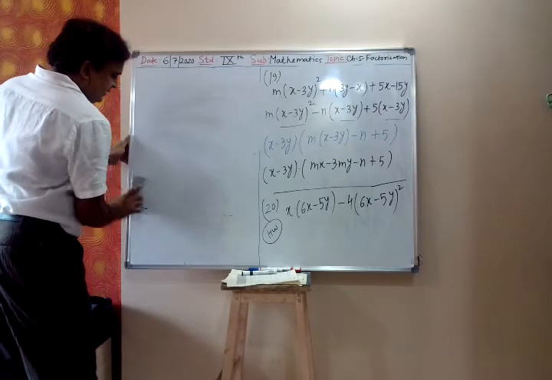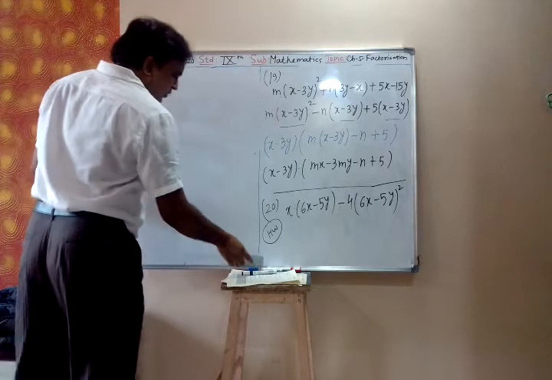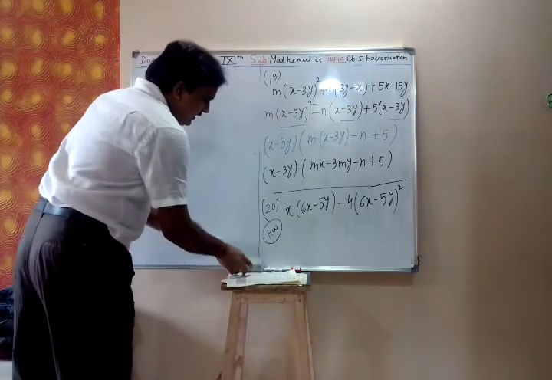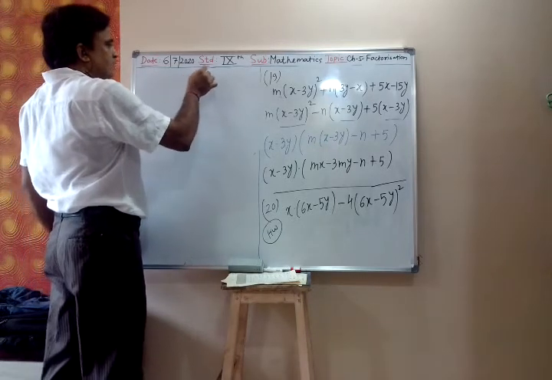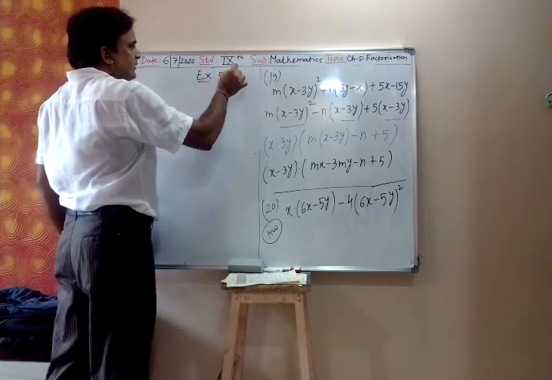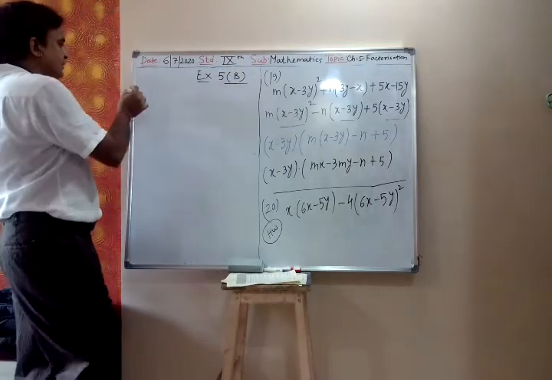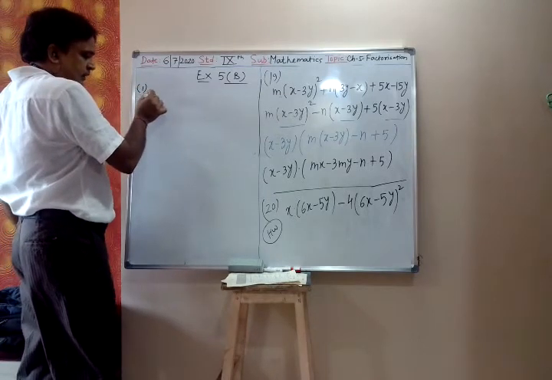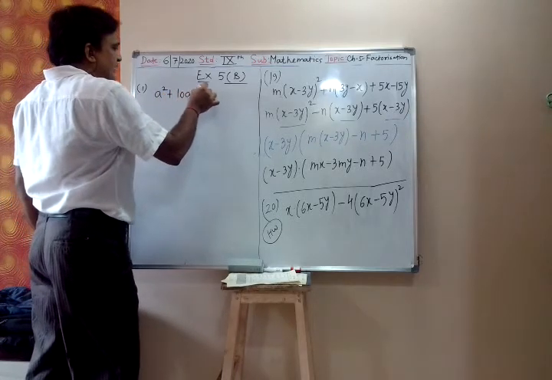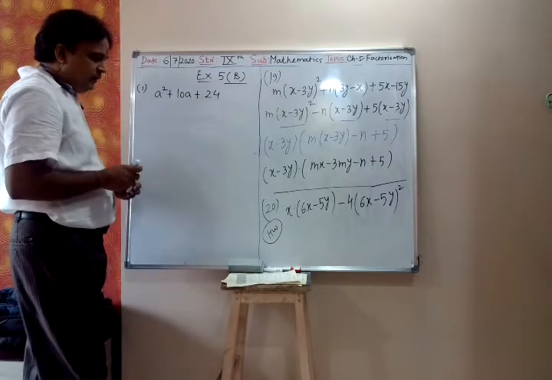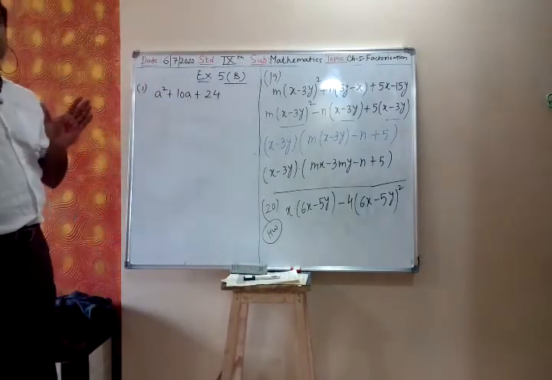So in factorization, there are two methods. First is the common factor method. If the common factor method fails, then we go for the grouping method. Now we start exercise 5b. And this is nothing but the quadratic expression. Factorization first: a square plus 10a plus 24. This is quadratic.